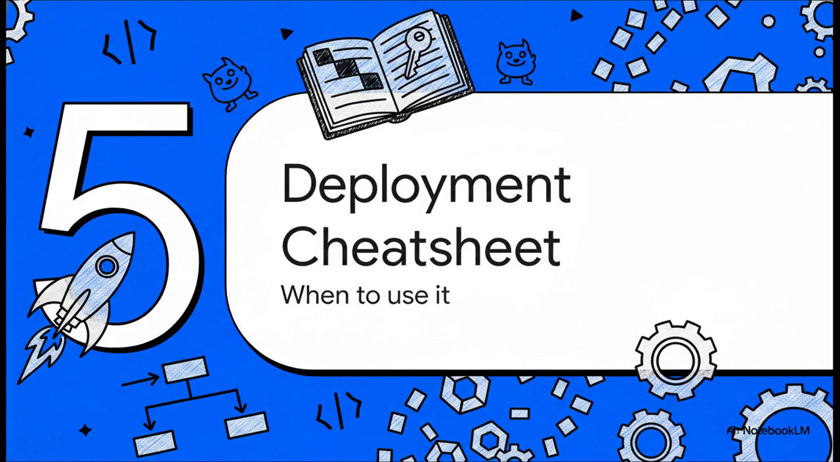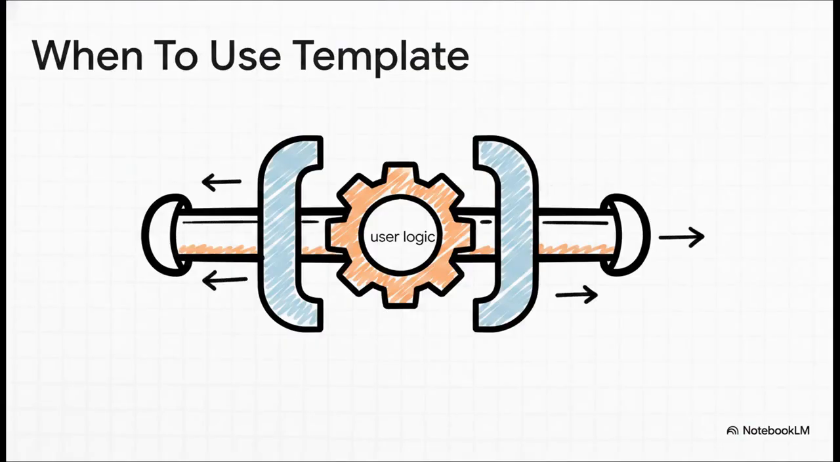Finally, Section 5, the deployment cheat sheet. So when should you actually deploy this? This pattern absolutely shines when you're building HTTP middleware pipelines, data processing pipelines, or retry wrappers. It's perfect for frameworks where you want users to hook into your system without exposing all the scary internal complexity. Think about database transactions. You always need to begin, execute some custom logic, and then safely commit or roll back, right? The template manages those transaction boundaries for you perfectly, so you can just focus entirely on writing your queries.